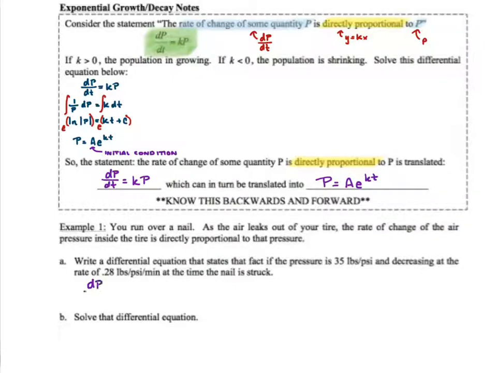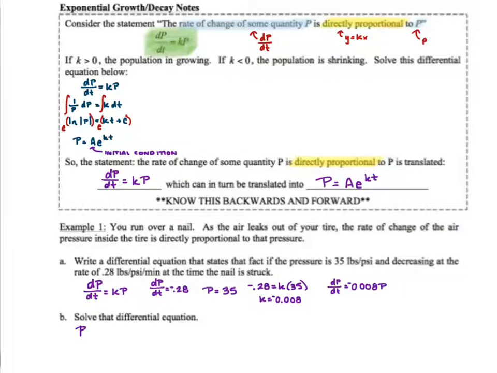So our formula is dp dt equals kp, because it's directly proportional. I'm going to use 0.28 for dp dt because that's the rate. My pressure is 35, so solving for that variable k, I'll plug in 0.28 for dp dt, I'll plug in 35 for p, and get 0.008 for the value of k. So my differential equation is dp dt equals 0.008 p.